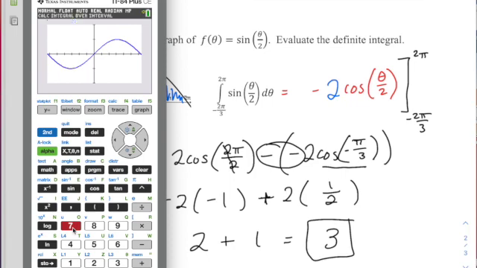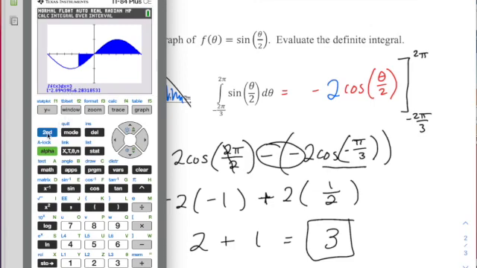Second trace, 7, from negative 2 pi over 3 all the way to 2 pi. And you see it worked. Then maybe that was it. I'd never seen that happen before in 20 years of teaching, but there's the answer. Now what did it give us? It gave us 3. It gave us 3 on the dot. Very nice. So we know we did that right.